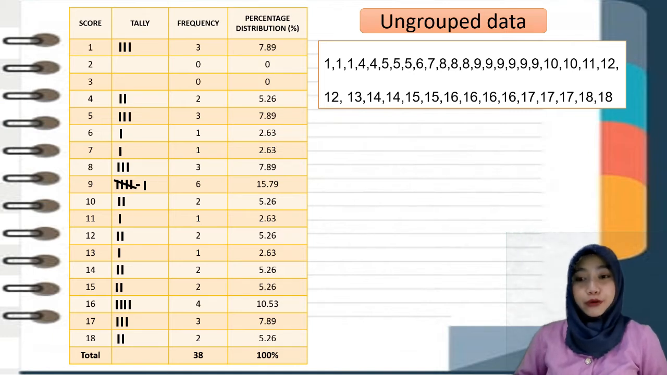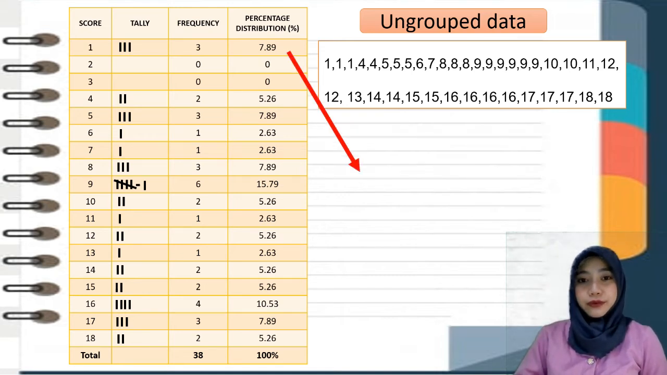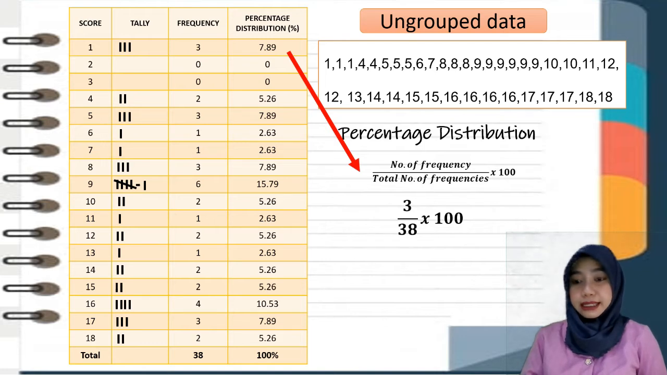Next, in our fourth column, we have the percentage distribution. How do we calculate this percentage distribution? We will use the formula: number of frequency over the total number of frequencies times 100. With this example, we have the total frequency of 38. So for the score of 1, we have the frequency of 3, and then the total number of frequencies, which is 38, and then we will multiply it by 100.